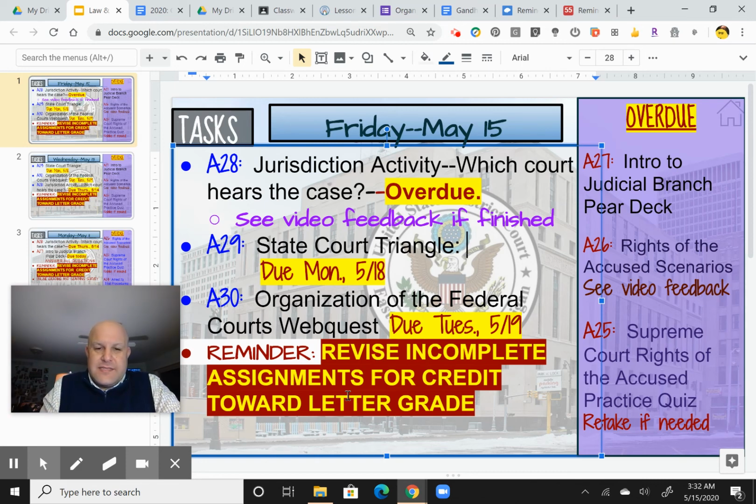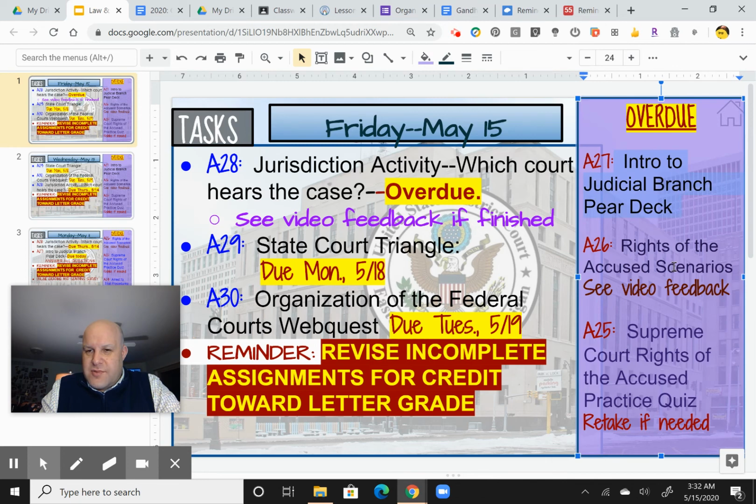Anybody who has incomplete assignments needs to revise them. If I send you something back and say it's incomplete, that means it doesn't count and needs to be revised. I did a couple of those on the jurisdiction activity, and these are mostly graded. I don't think I've graded the intrajudicial branch pair deck, but I've graded these ones. The Supreme Court rights of the accused practice quiz, I counted that as a small test grade in addition to homework grade. And the rights of the accused scenarios, I did that a while ago. That was last Friday, where I gave you video feedback.